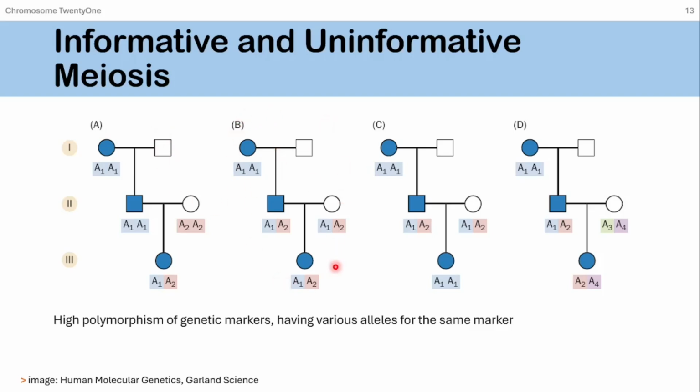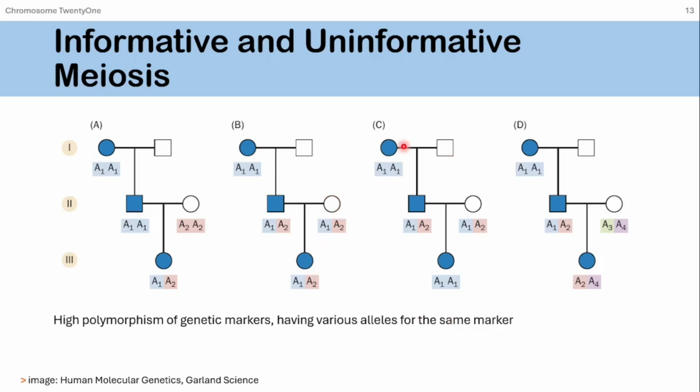Coming to the second pedigree, we can say this time that this individual contributed A1 and this individual contributed A2, but the individual that this father married has the same genetic composition. So this individual received this A1 from her mother or her father, we don't know. So again, this is not very informative.